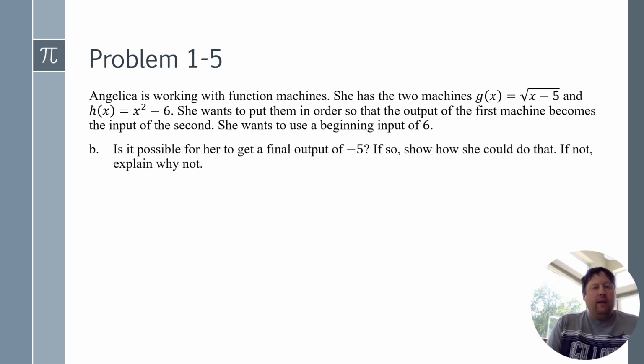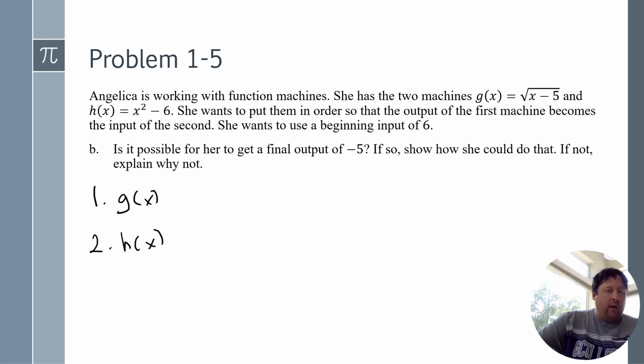Okay, part B. Is it possible for her to get a final output of -5? If so, show us you can do that. If not, explain why not. So we just saw in the previous part that H then G gives me a positive output of 5. So now I want to get a negative output. So we know we can't go H then G, so let's reverse the order and try that out. So let's try g of x first and then h of x. Because if that doesn't work, and I've already tried the other way in the previous part, then it's not possible.